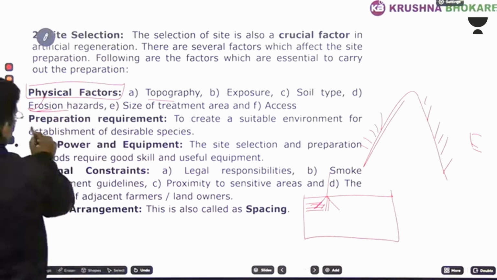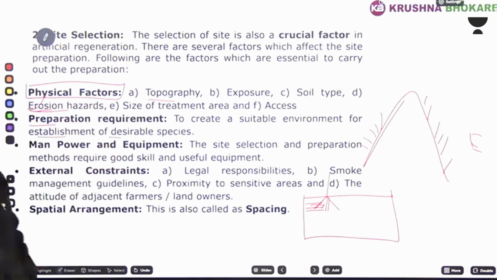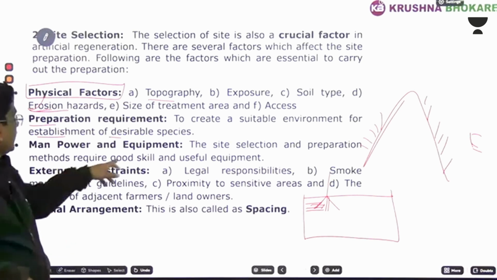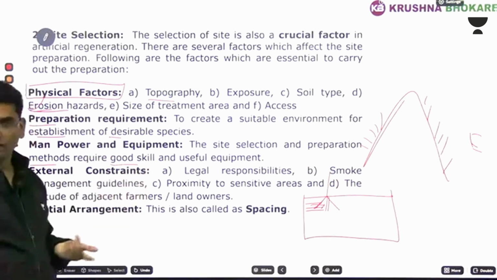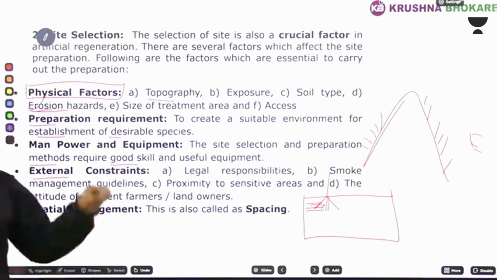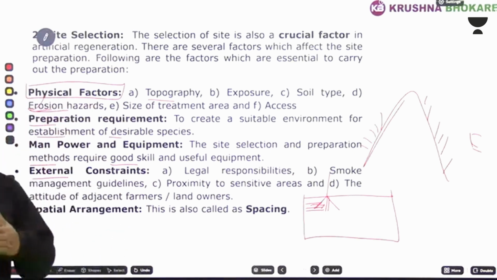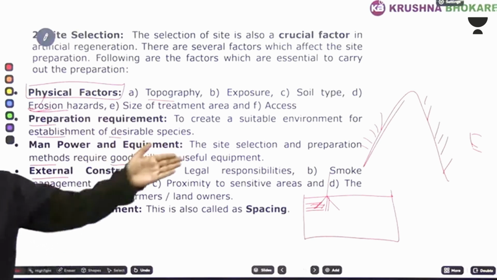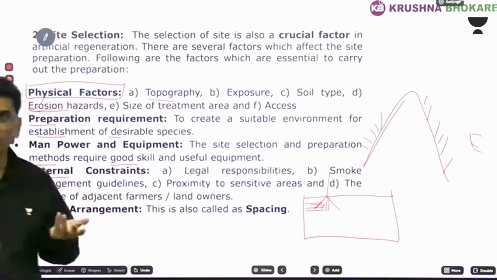Okay. So preparation requirements: create a suitable environment for establishment of desirable species. Create suitable means you cannot change the climate, but the environment, meaning land preparation and other things. Manpower and equipment: site selection and preparation methods require good skill and useful equipment. External constraints, legal responsibilities: you cannot plant trees anywhere, you have to take permission. Even if you are planting trees voluntarily on the roadside or somewhere else, you have to at least inform the road department, forest department. If you just plant trees anywhere, there might be some objections.